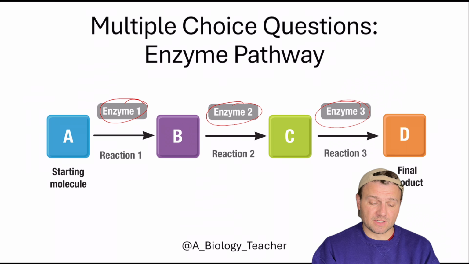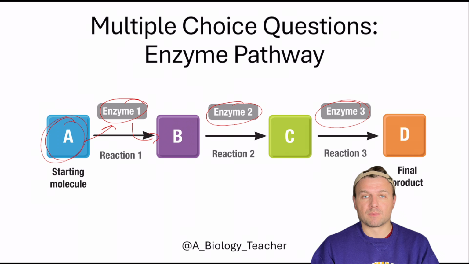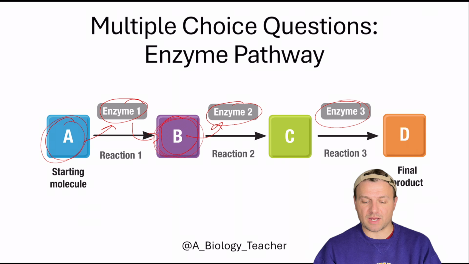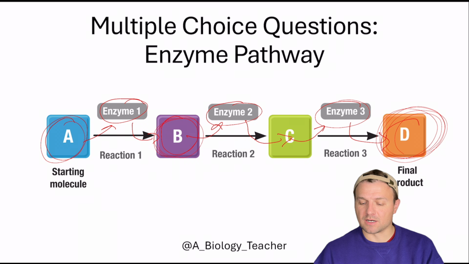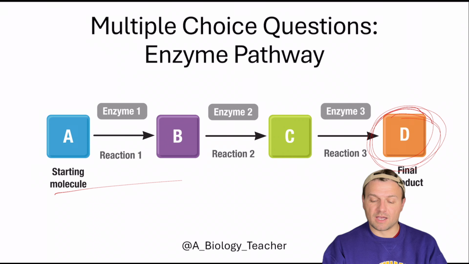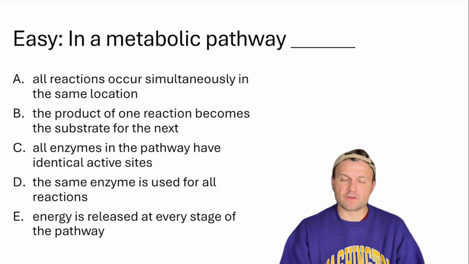For this example, you can see substrate A is going to react with enzyme 1 to become product B. Then this product will be the substrate of the next reaction, which will become a product and then a substrate of the next reaction. And then finally, our end product here is going to be the end result of this whole pathway. Let's go over the easy question.